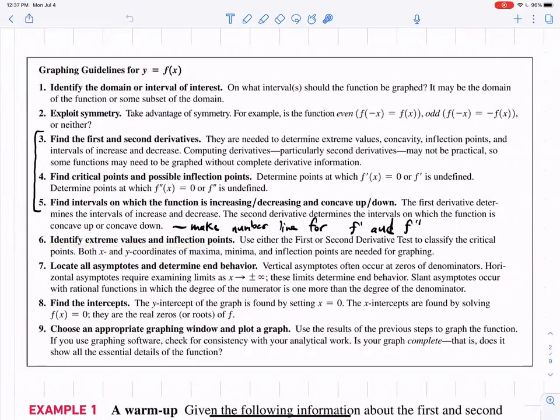So that's using the first and second derivative tests, locating asymptotes and determining end behavior. That's taking limits, but again, we won't talk too much about that. It's really 3, 4, and 5 that are going to be the main things. And then finding intercepts, that's old kind of stuff. And then an appropriate graphing window, so knowing what values make sense. So once you have extreme values, generally plugging in values to know what values. So let's do an example.